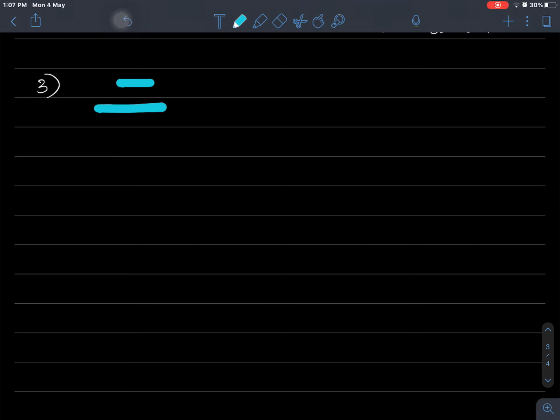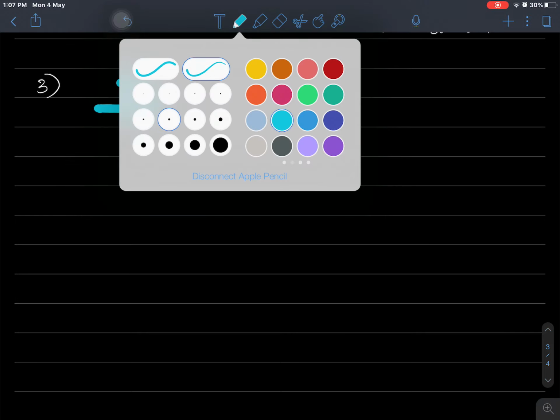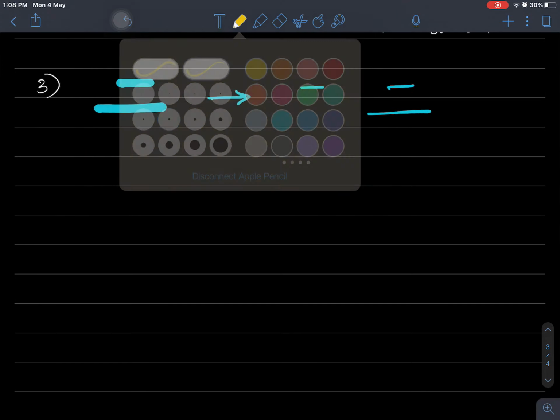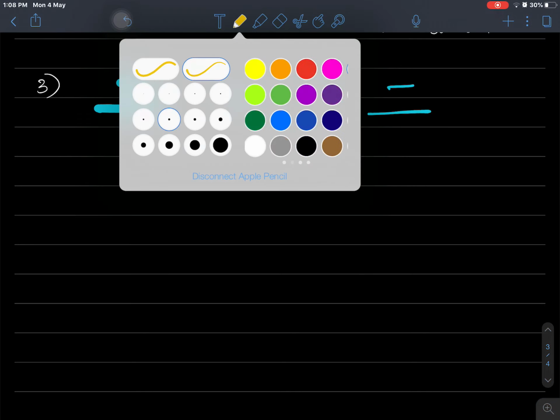I hope it's pretty easy. It's just like the previous one, not a lot of difference. I hope it's pretty obvious, not too confusing.